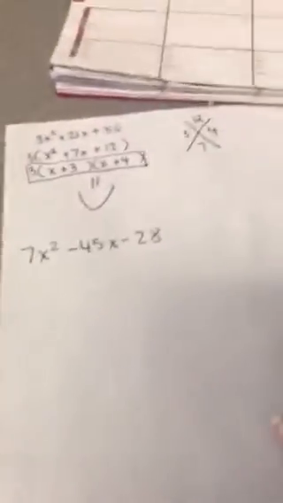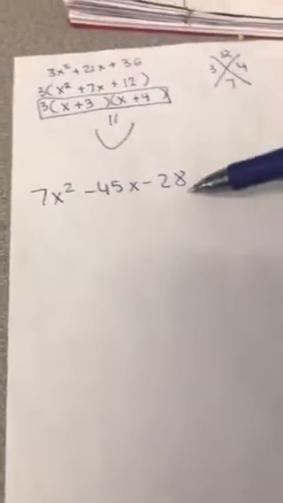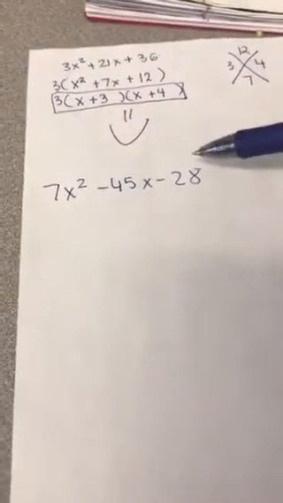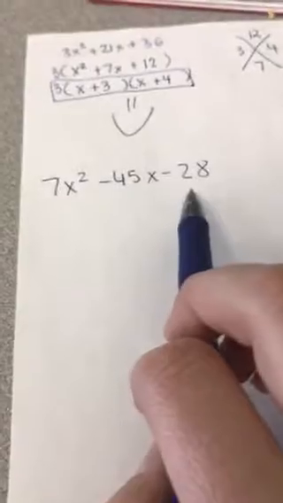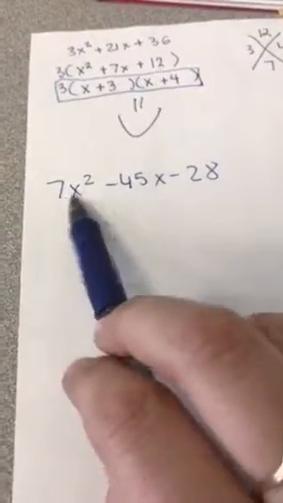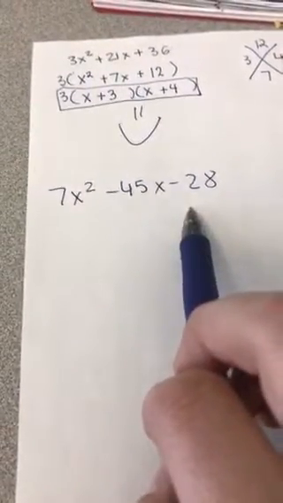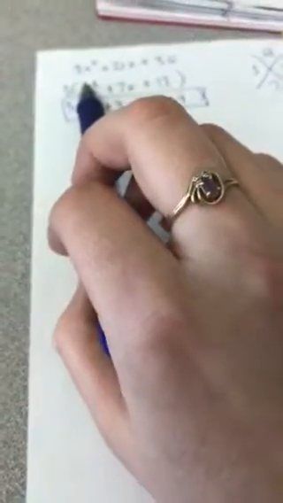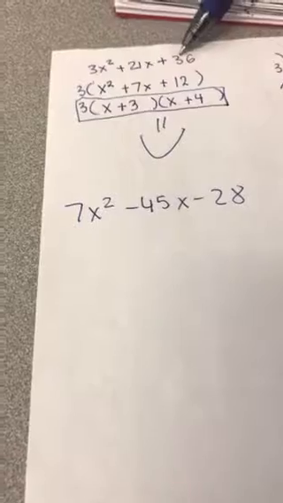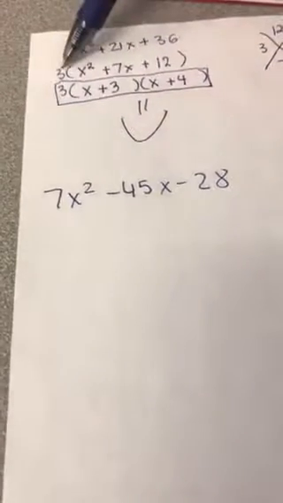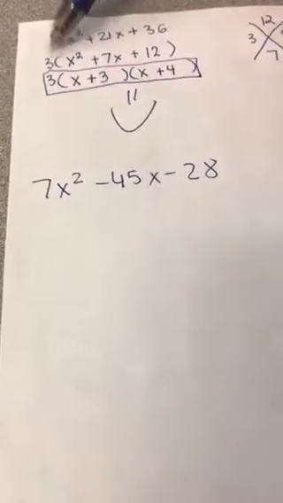All right, this is our last example. So now looking at this quadratic expression, I can see that there's no greatest common factor, so there's no greatest common number that would divide 7, 45, and 28 evenly, versus in the example before where we could divide each of those terms by 3 to pull out the greatest common factor.